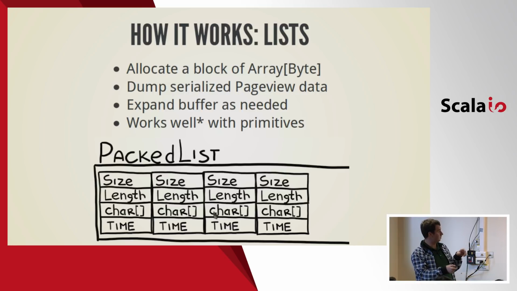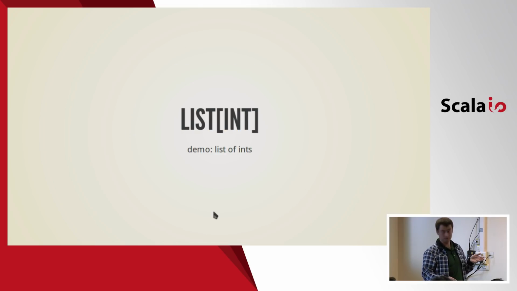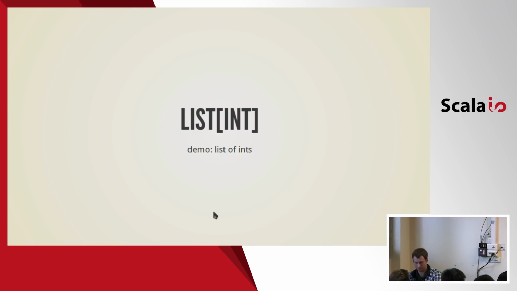So for the PageView, it has a size of the object itself, because it can have a different length depending on the string size. There is a length of the string field, the array of characters, the timestamp, and after that comes the next element, and the next, and so forth, so on and so forth. And I will just show you how it looks. Because I have a lot of time.